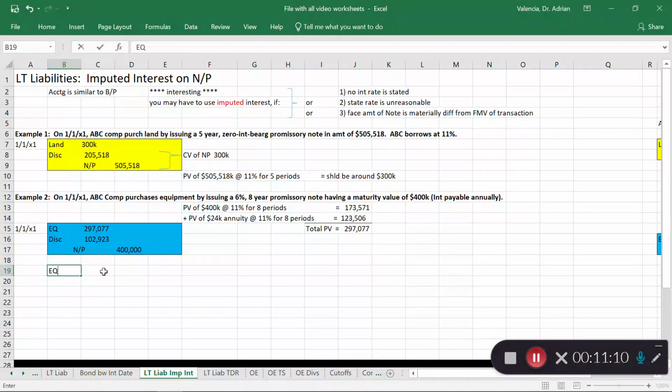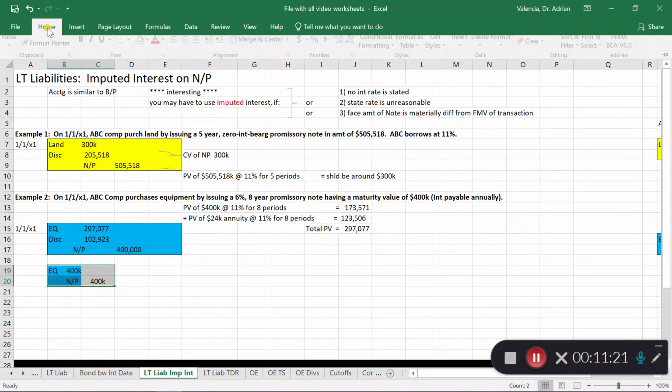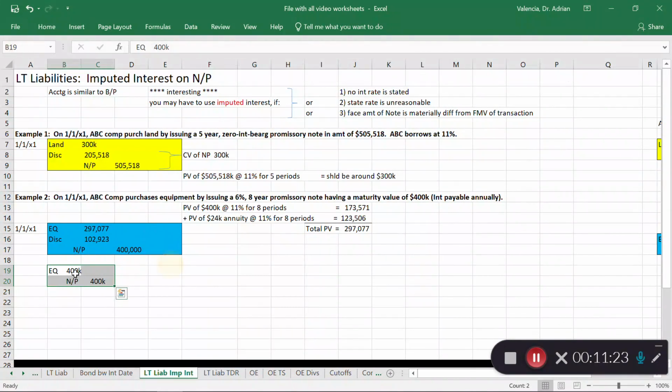Some people might make the mistake of doing equipment 400,000 and then note payable 400,000. But you have to be careful with this, because this would be incorrect. This is incorrect because you would be overstating your assets. You do not want to do that. The asset itself has a basis of 297, not 400,000. And the note, the liability itself, is the net of these two, not 400,000 either.